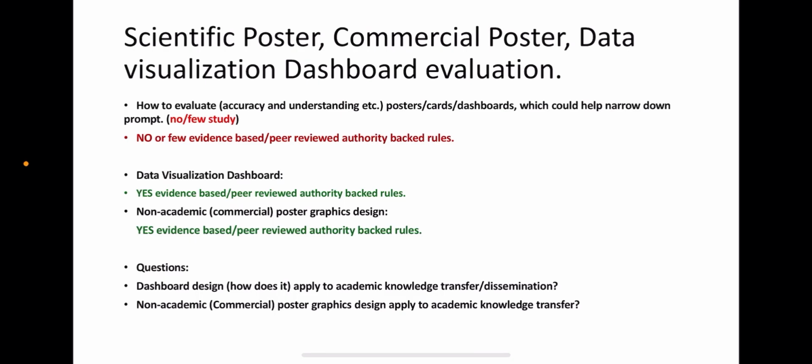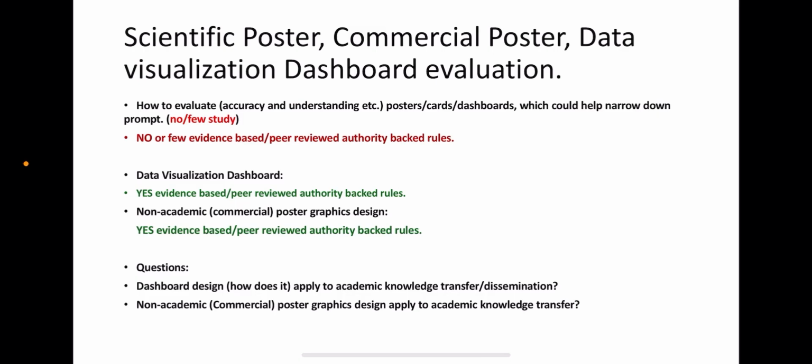So from what I've found, in terms of evaluating scientific posters, commercial posters and data visualization dashboards, how to evaluate the poster is not clear. How to evaluate posters objectively is not clear, and there are very few studies on the effectiveness of scientific posters. Though they're heavily used, not much research has been done that we can use as a metric to measure how effective scientific posters are.